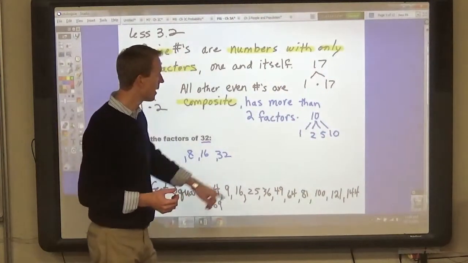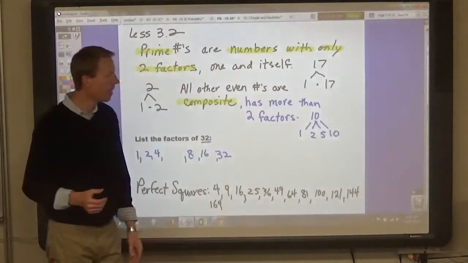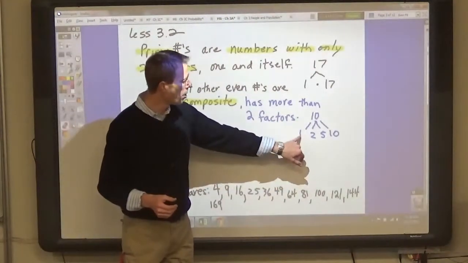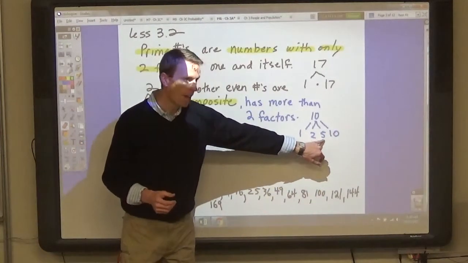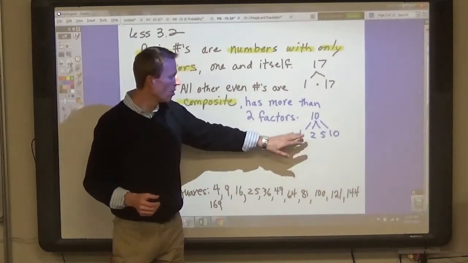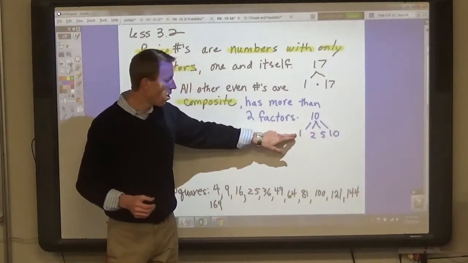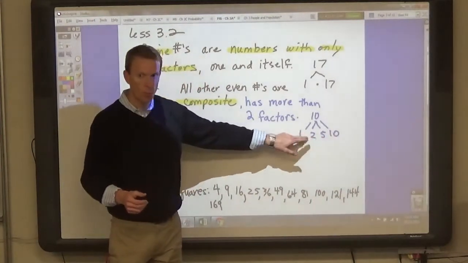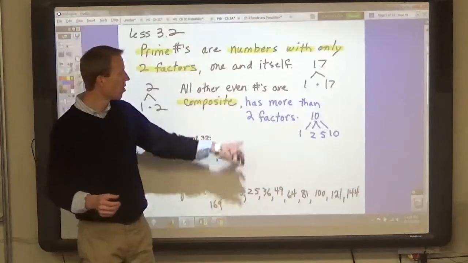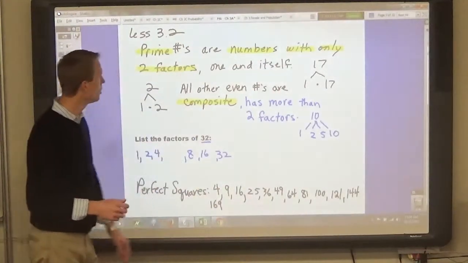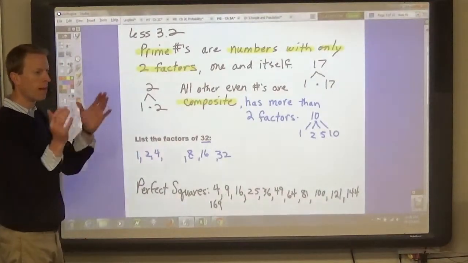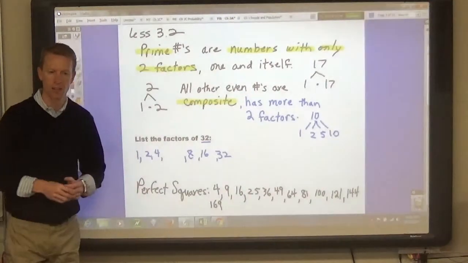But if you take a number like 10, you can make 10 by multiplying 1 times 10, or you can do 2 times 5. Because you can use all of these, you can do more than 2. That's called a composite number. So, let's think about which are the prime numbers from 1 to 20.